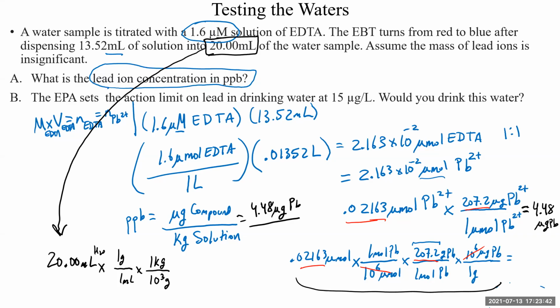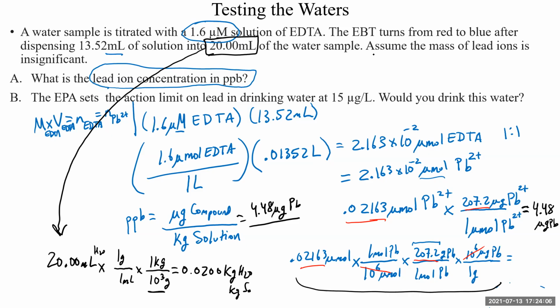Yeah. 20 divided by 1,000. Sorry, that's... I almost didn't see it again. It's right there. I almost missed it. 0.02. So that's 0.020000 whatever kilograms of H2O, which is kilograms of solution.